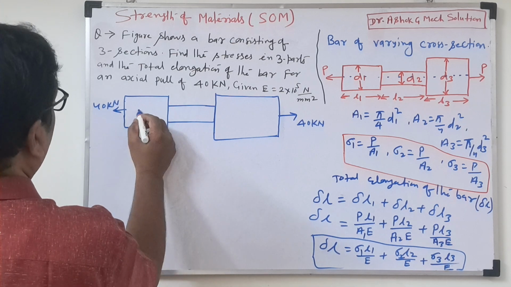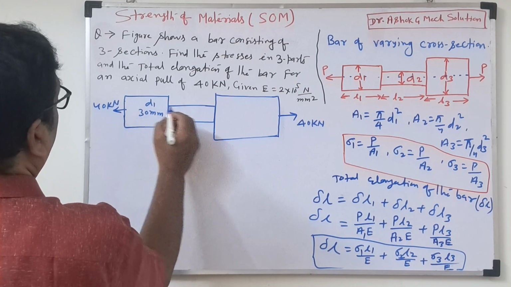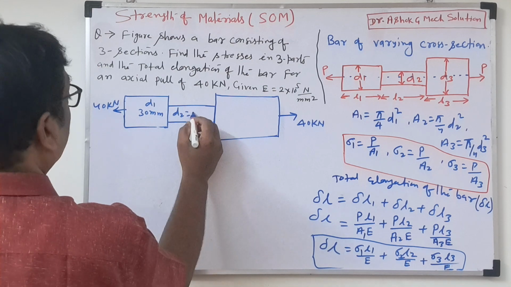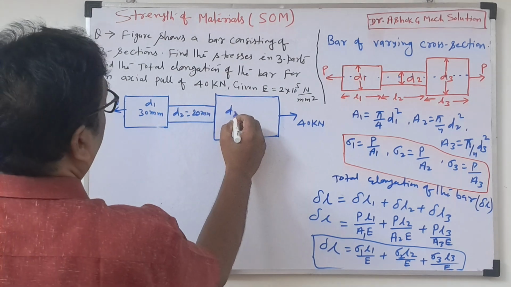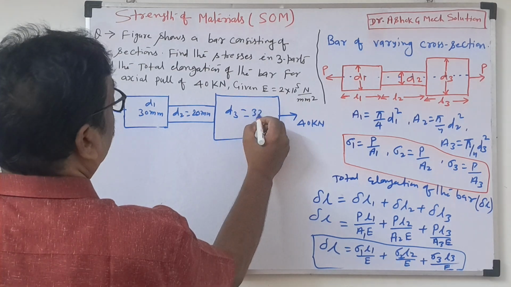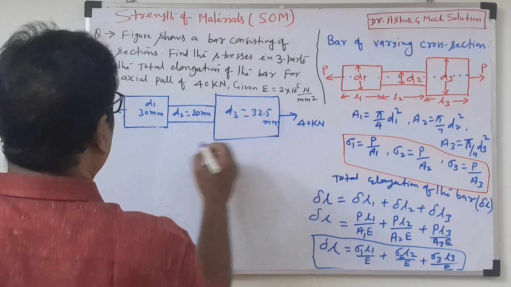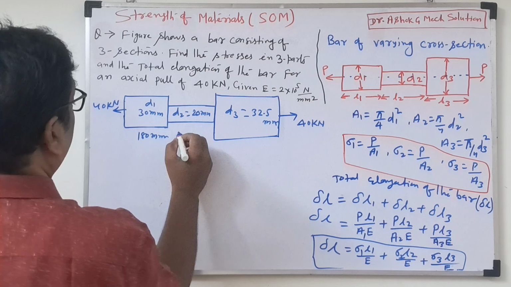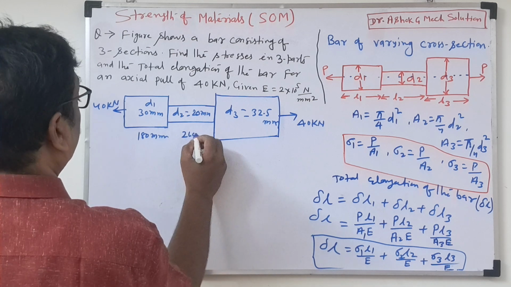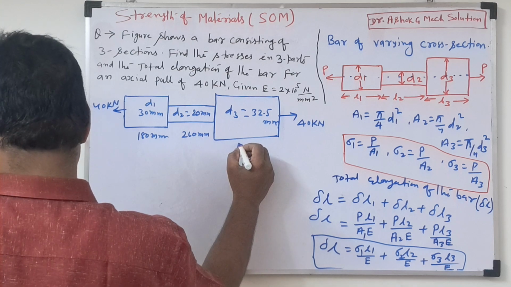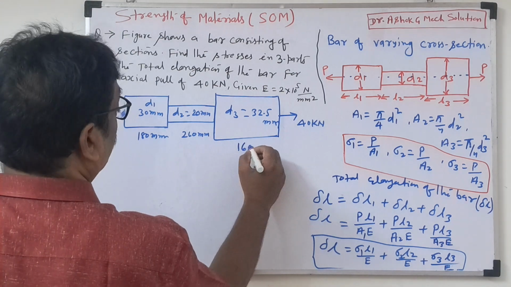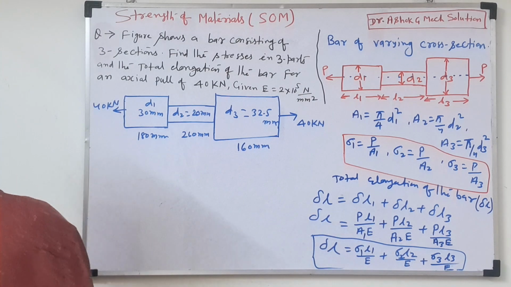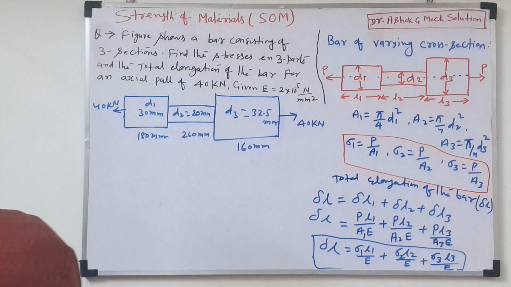The diameter they gave is 30 mm, that is D1. D2 they gave 20 mm. This is the given diagram. D3 is nothing but 32.5 mm. The length they gave is 180 mm. This length they gave 260 mm. This length they gave 160 mm. So this will be the given diagram. Everything is given here.